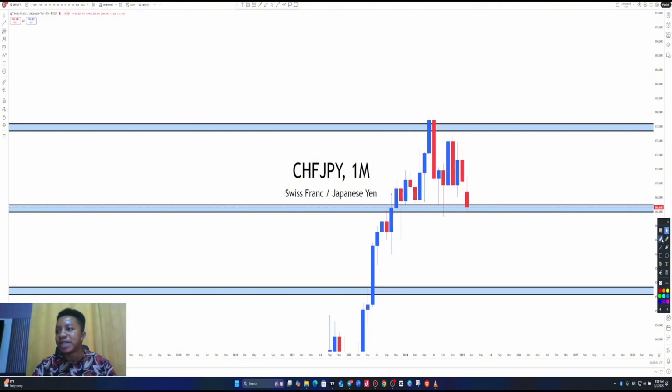So, if you look at the monthly time frame, what are you going to see? You're going to see that after price made contact with this monthly support level, we haven't seen any form of buy pressure, but you're only seeing sell pressure, which is this bearish pin bar.